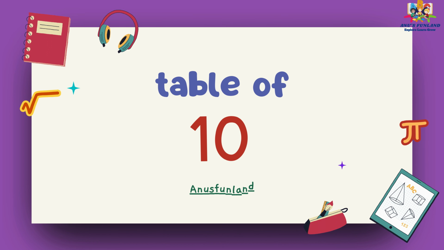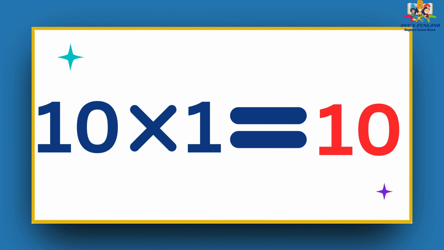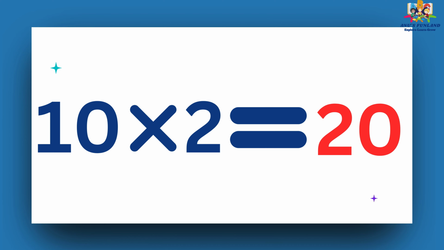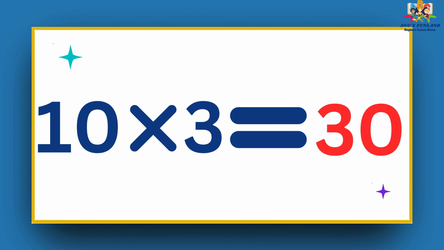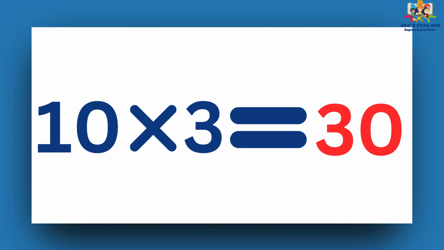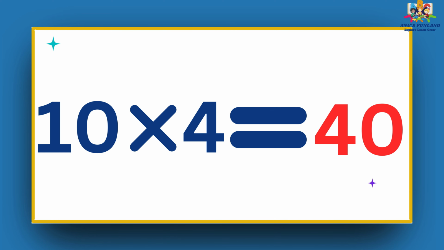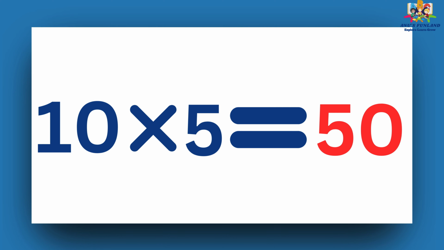Now we will learn table of 10. 10 ones are 10. 10 twos are 20. 10 threes are 30. 10 fours are 40. 10 fives are 50.